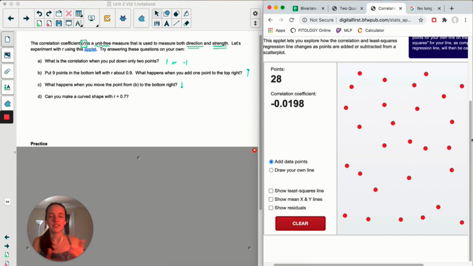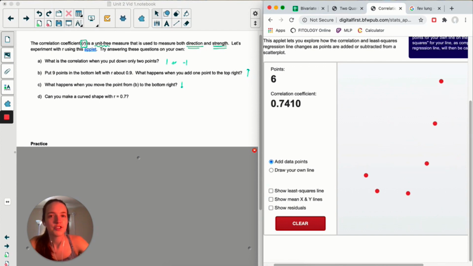There's no clear positive or negative direction here, it's just a cloud of points. When you have a cloud of points with no clear pattern, R is going to be close to 0. And here's just a quick example for the fourth question. Here's a curved shape, and R is about 0.7.